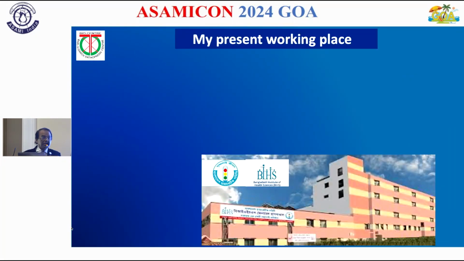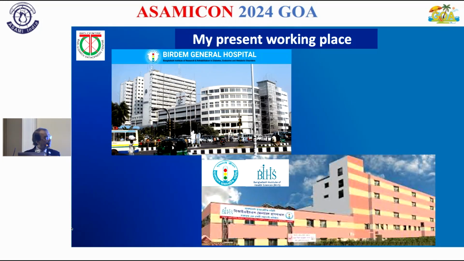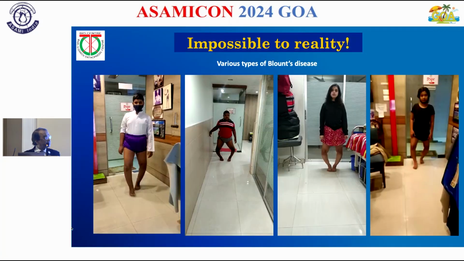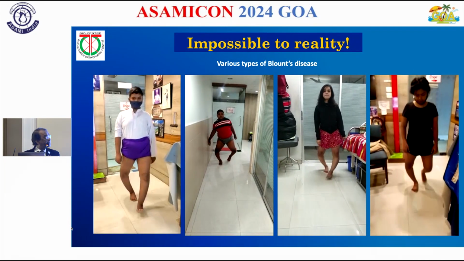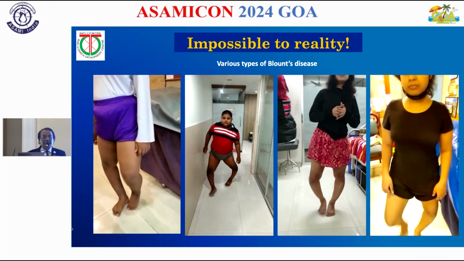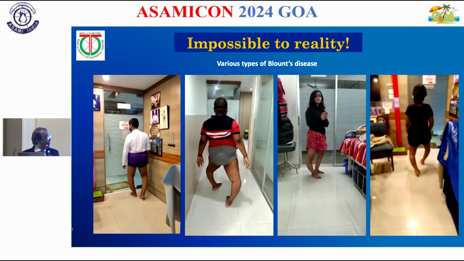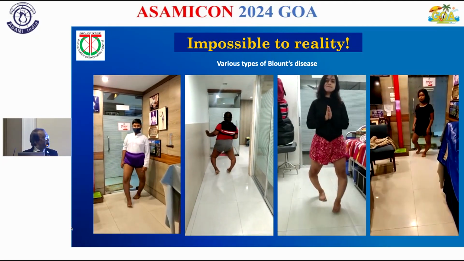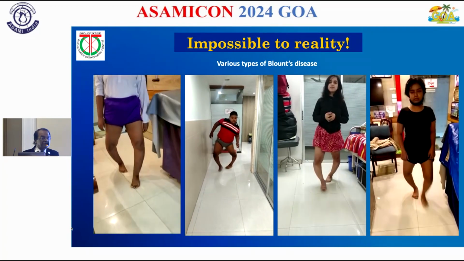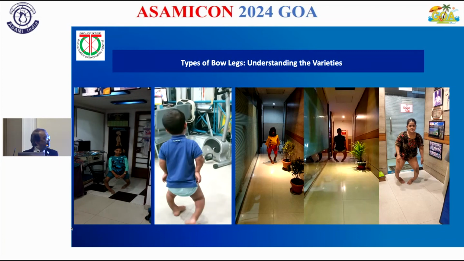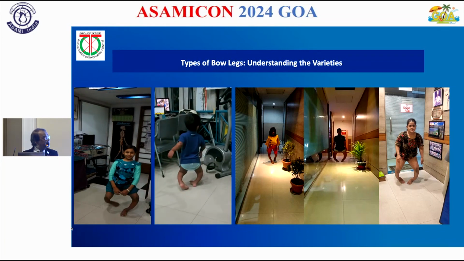Now I am working in a very big hospital, with diabetic foot infections and ulcers. This is my center. Now you can see here, impossible to reality. These are the cases that we are facing all the time in our country. So various types of Blount's disease you can see here. Let's see this one, types of bow legs, understanding the varieties.